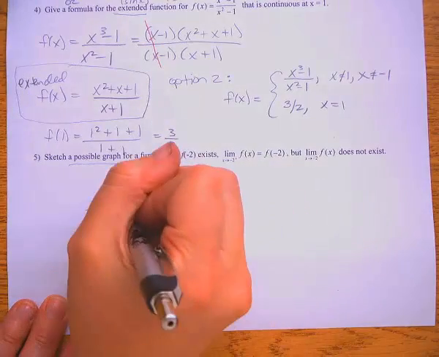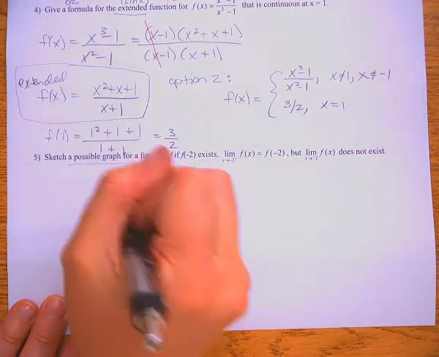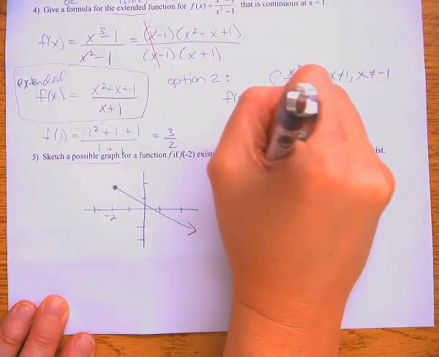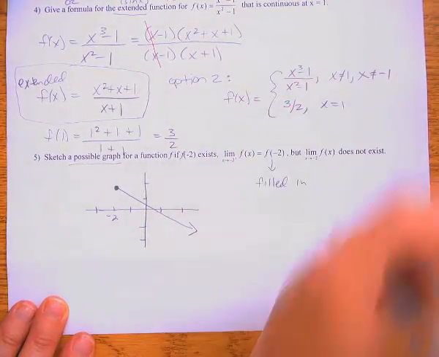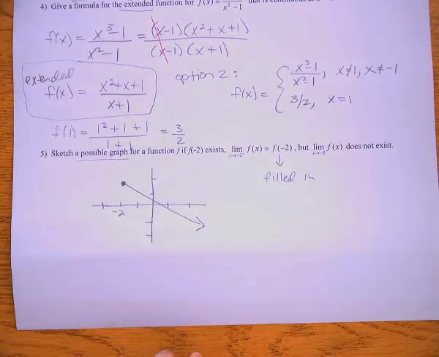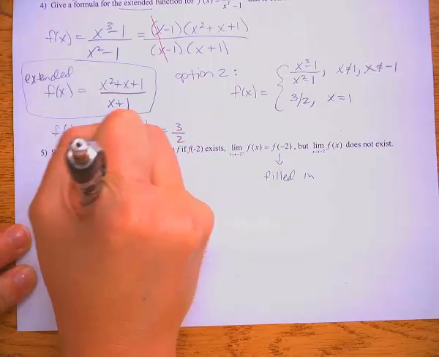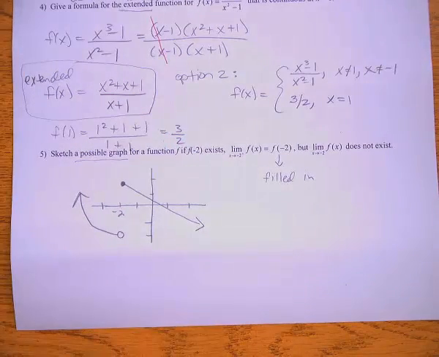So from the right, they're approaching some value, and that value is filled in because it's equal to f of -2. So every time you see that, think of that as filled in. There's no gap there, it's filled in. But the two-sided limit, it doesn't exist. So that means my other side must be somewhere else. So maybe it's like down here, and it's just somewhere else doing something else. So this is one possible graph for this description.